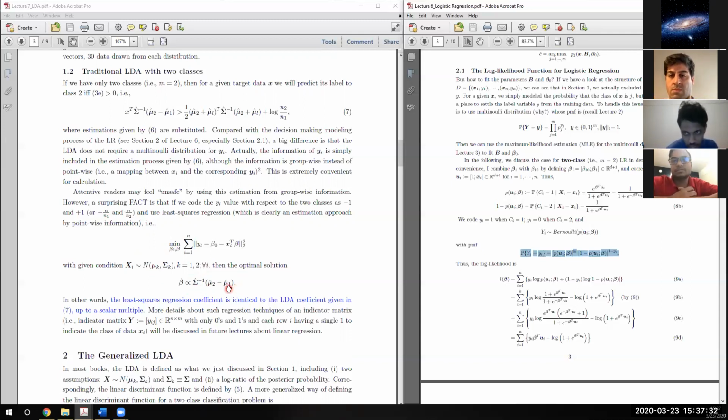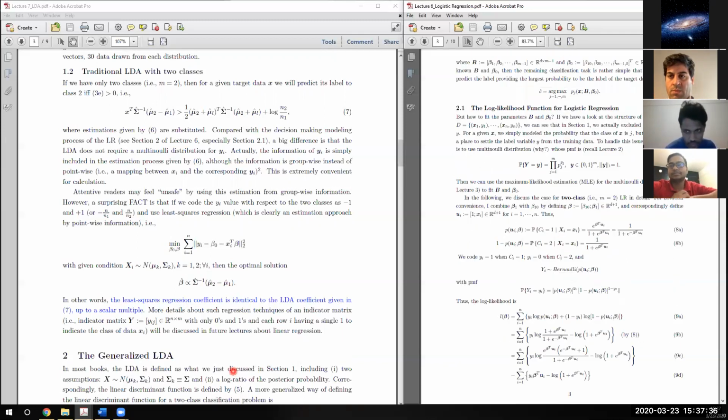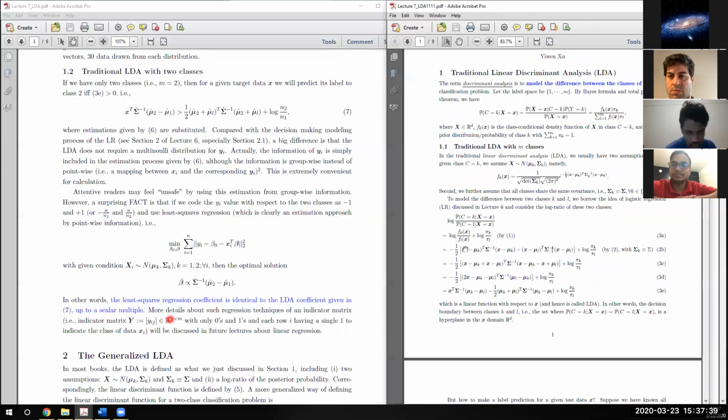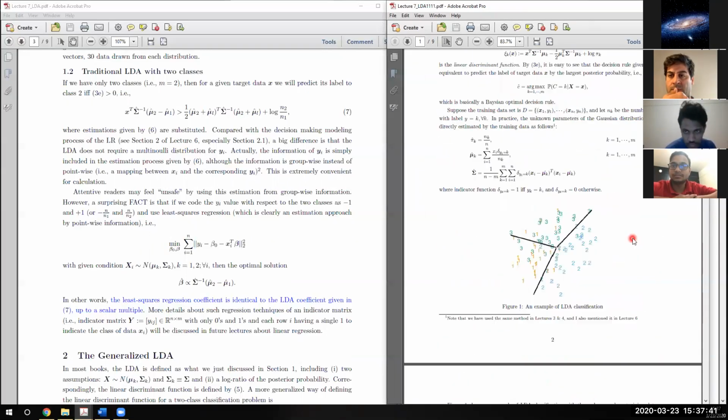And what is this? Guys, have a look here. Given in 7. Let me go to 7. Oh no, this is logistic regression. Let me find the other one. 7 is what? 7 is this.